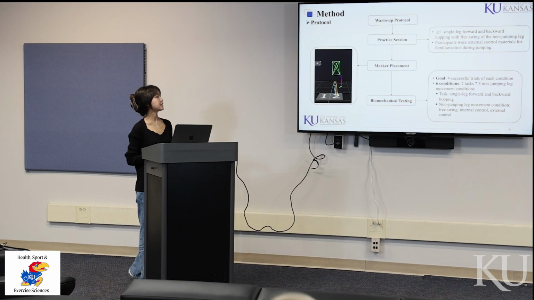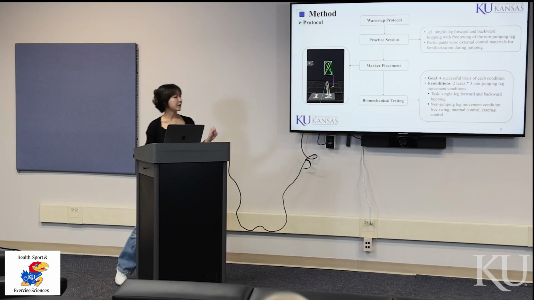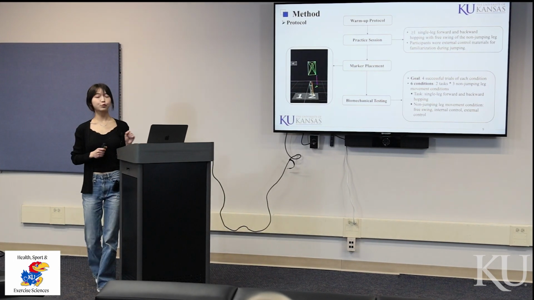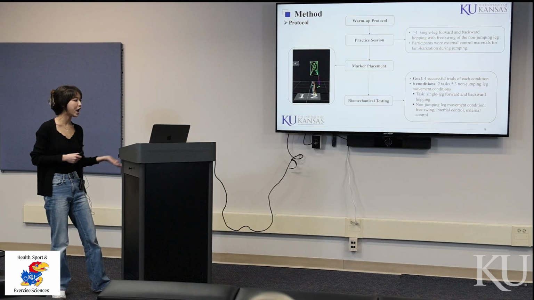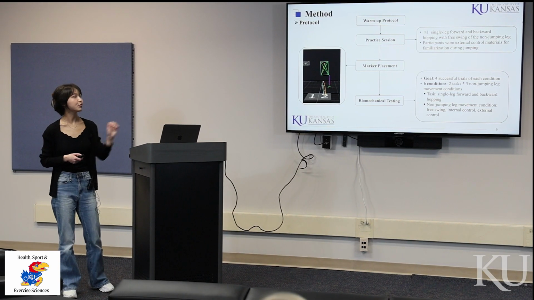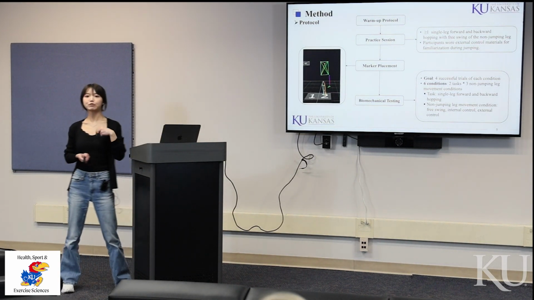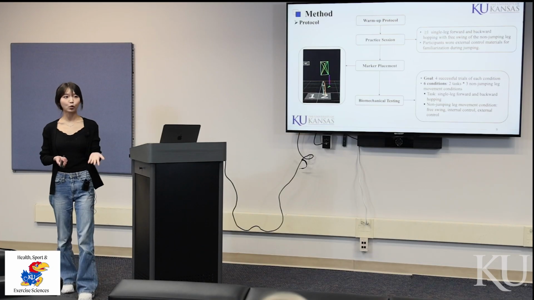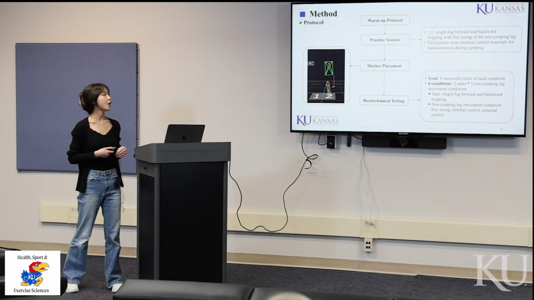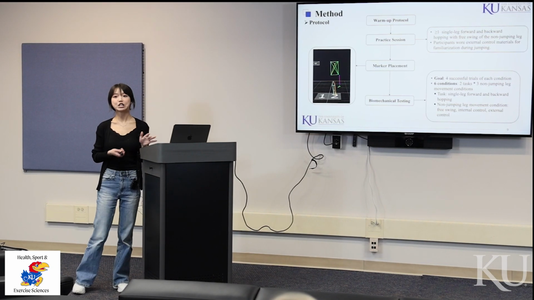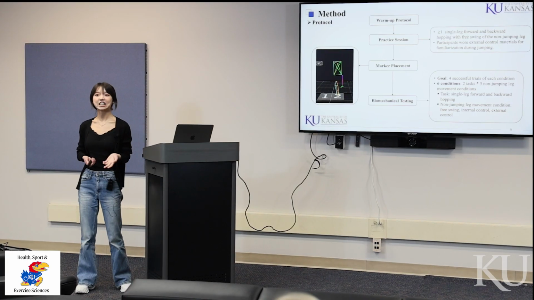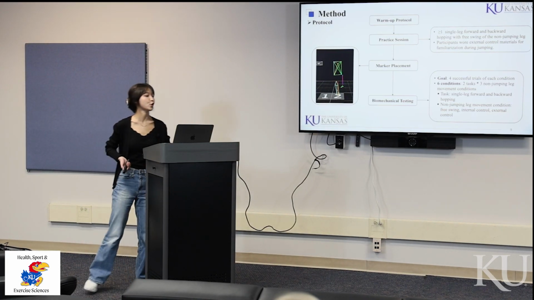And then we will place the markers on. For the biomechanical testing, the goal is to have 4 successful trials for each condition. And we will have 6 conditions. We have 2 tasks, the single leg forward and backward hop. And for the non-jumping leg movement condition, there are free swing, internal control, and external control.